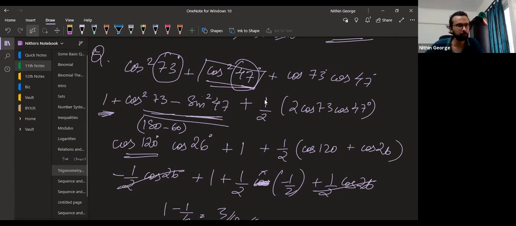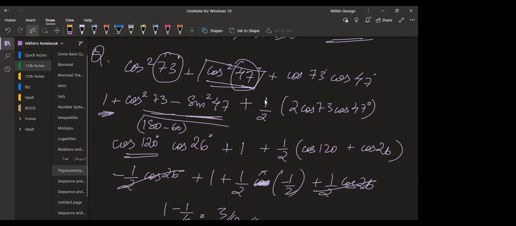So you also know how to do that right now. Multiply and divide by 2, and then take that 2 cos A cos B and write it as cos of A plus B plus cos of A minus B. Got this? Yes, sir. Right.